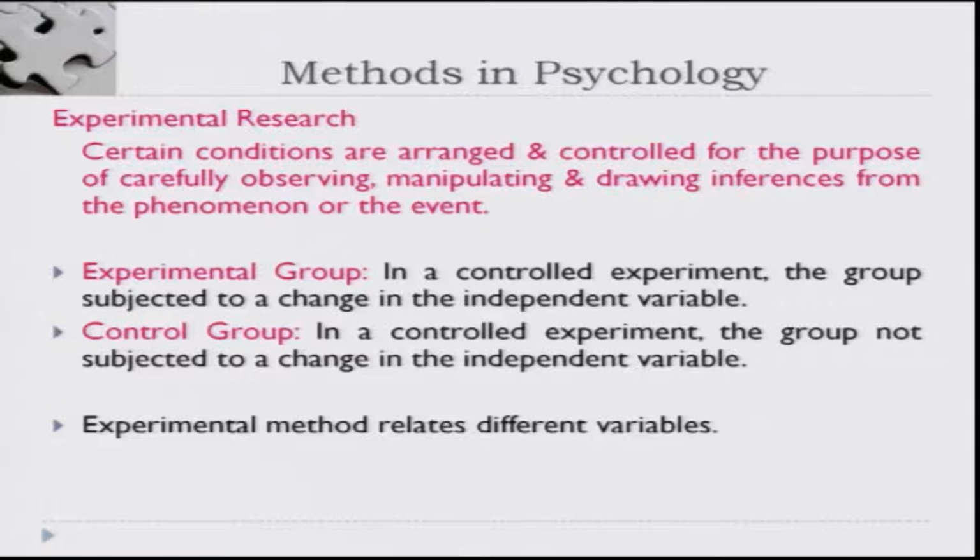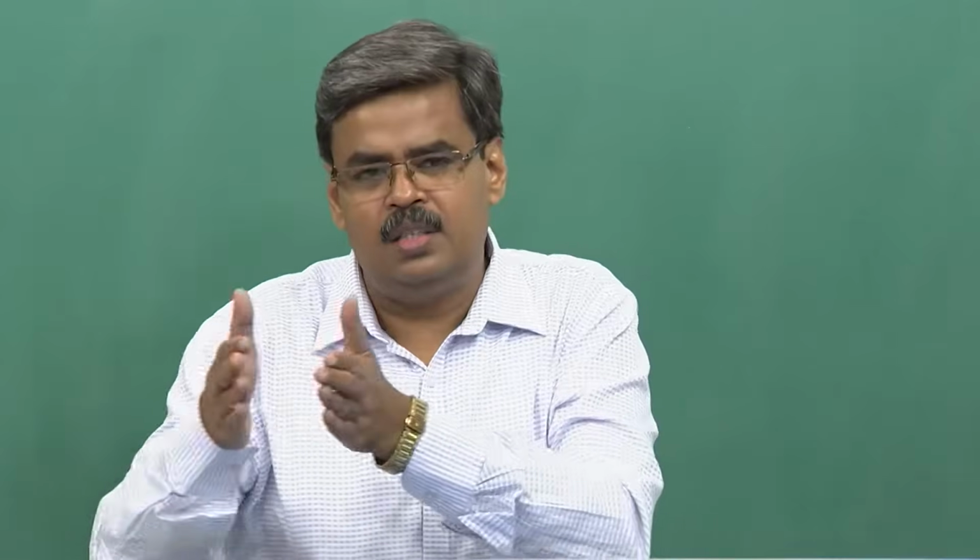Experimentation, of course, is the most popular method. Now, what happens in experimental research? There are certain conditions that are arranged and controlled, just for a purposeful manipulation of one variable to draw inference, so that you can draw a larger picture. So, people take one group, what they call the experimental group, and they take a second group, what they call the control group.